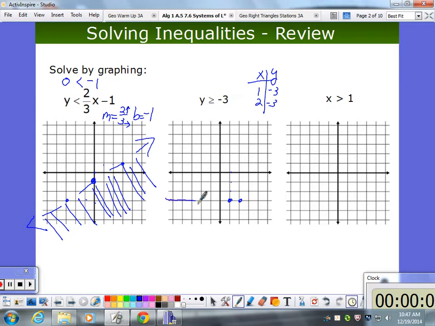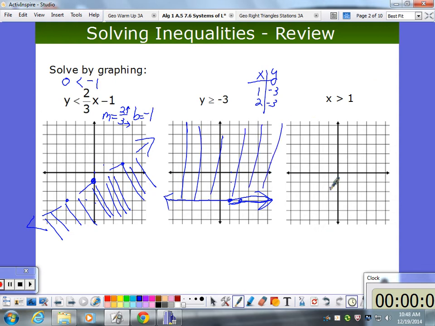Solid. Why? Because it's equal to. These are part of the solution. Greater than, do I shade above or below? Y is bigger, above or below? Above.